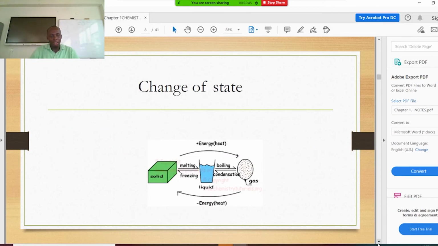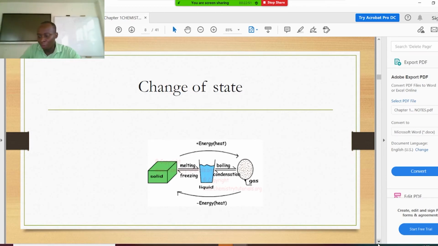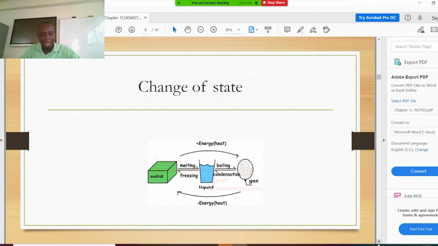Now, this leads us to an important aspect of this chapter, the change in the state of matter. When we say change of state, what it means is that you can have matter in its liquid form turning into a solid.